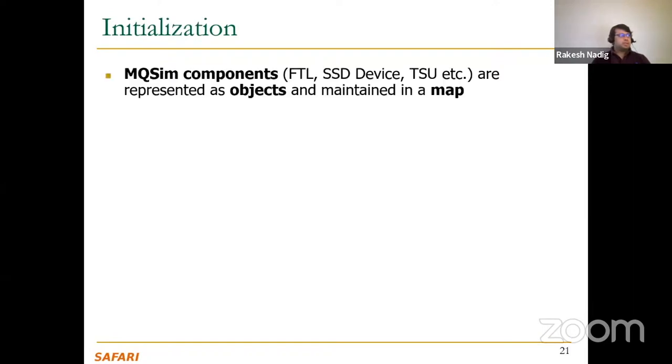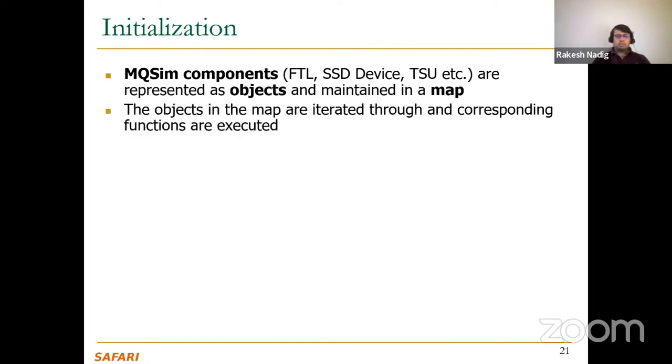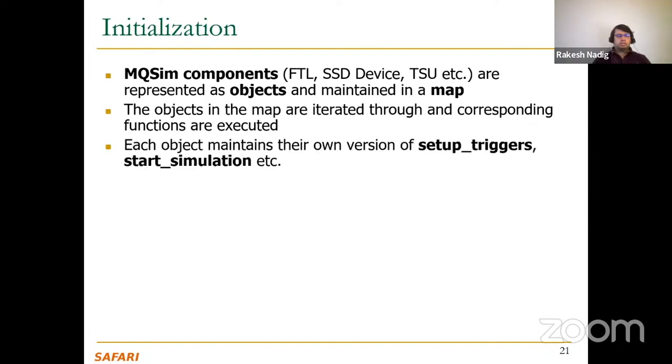Now we look at the initialization of MQSim. MQSim components like the FTL, the SSD device, or the transaction scheduling unit are represented as objects and are maintained in a map. These objects in the map are iterated through, and corresponding functions are executed. Each object maintains its own version of different interfaces which are required for the simulator to call the objects.